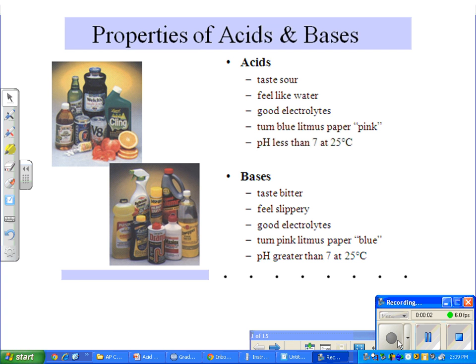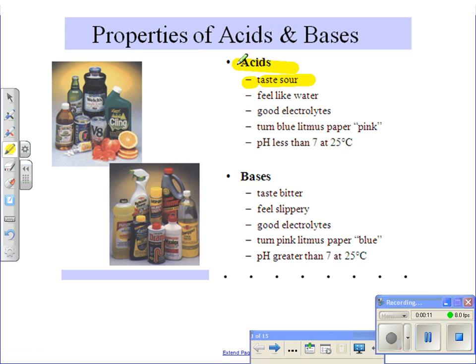Alright, so this is an introduction to acids and bases, which you should have had a pretty good introduction to last year in Honors Chem. Key things: acids taste sour. Citrus products like oranges and lemons have large amounts of acid, so they taste sour. They feel like water if they're on your hands. They're good electrolytes, we remember that from chapter 4. They turn blue litmus paper pink, and their pH is less than 7. So those are common properties of acids that you should know.